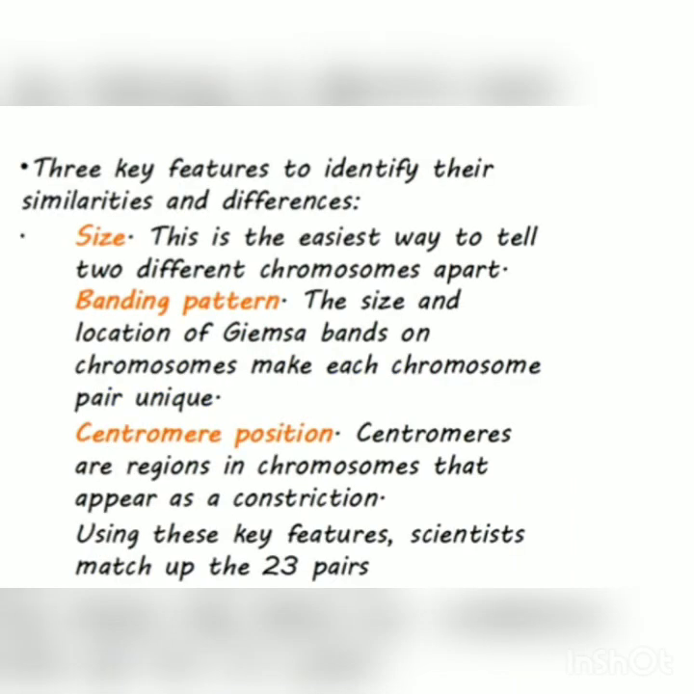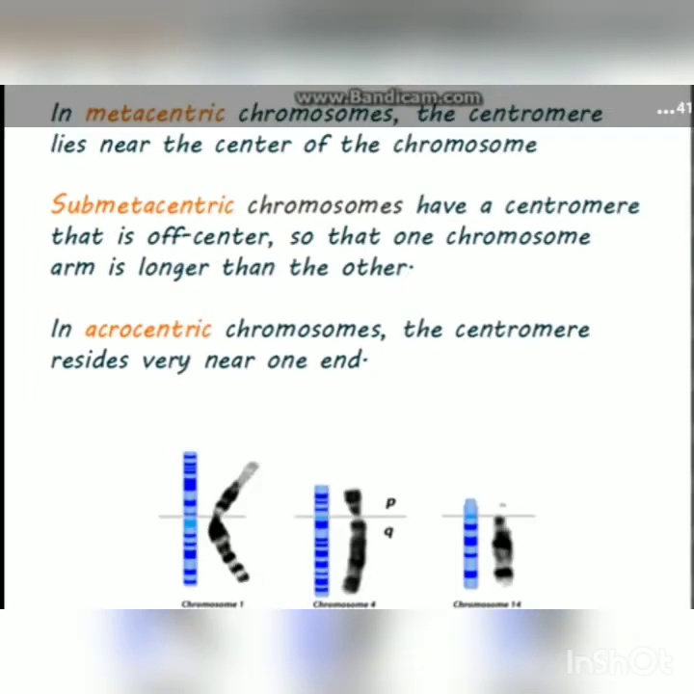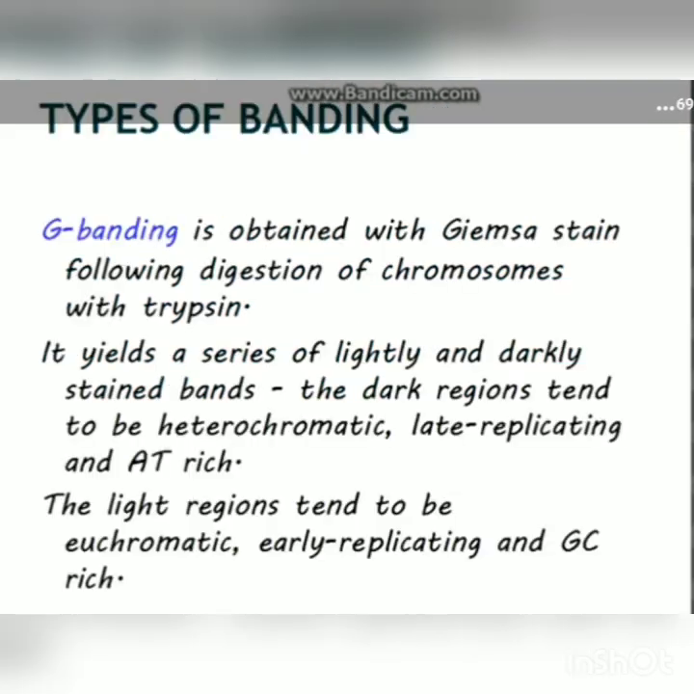Then we have already done on what basis the karyotype is made, right? So metacentric, submetacentric, or acrocentric, this is the position. Next is what kind of banding we use. If we use G banding, G means we are staining with the Giemsa stain, after the digestion of the chromosome with trypsin. So it gives light and dark stained bands. The dark regions are heterochromatin and they are AT rich. The light regions are euchromatin and they represent GC rich regions. So G banding gives us light and dark bands.